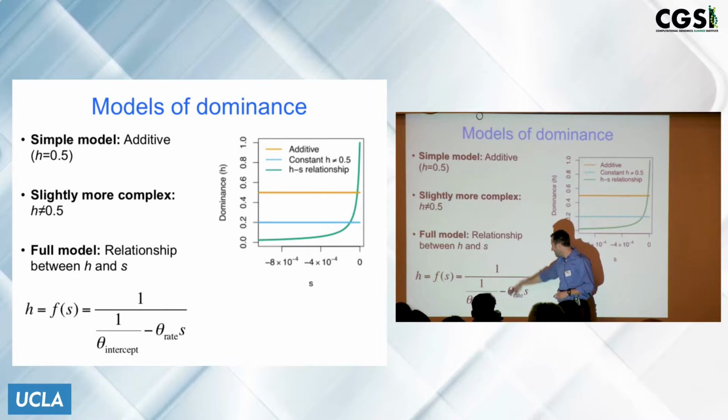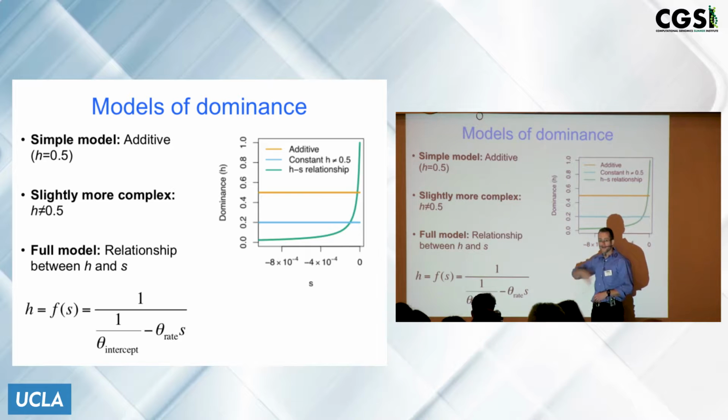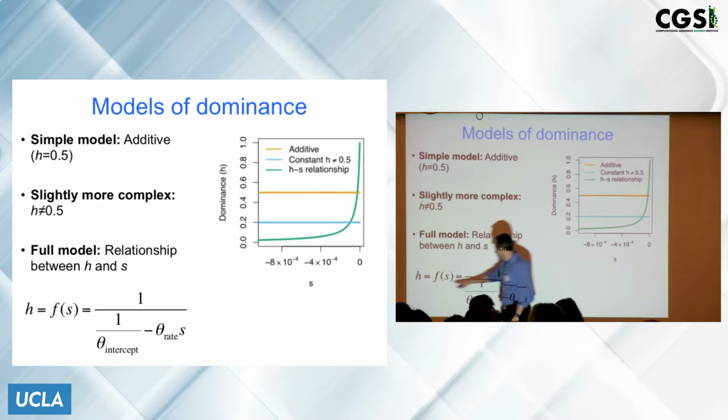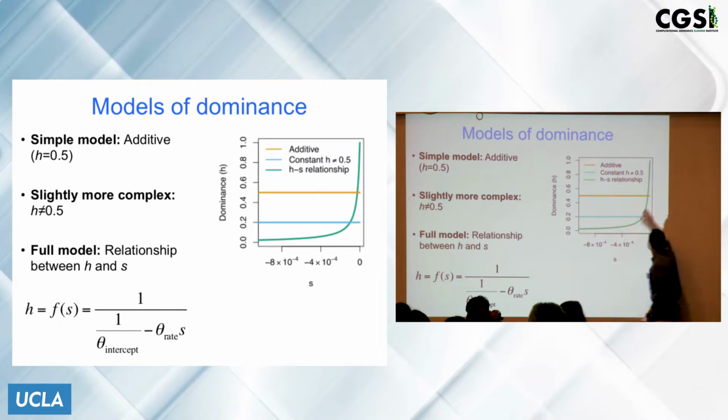And so this is one functional form that we looked at. We looked at a few others as well. But the basic idea here is that this dominance coefficient now depends on the selection coefficient. And so it could look something like this green line here, where, as previously suggested in experimental studies, more deleterious mutations tend to be more recessive than less deleterious mutations. So the idea is we will try to fit all of these different models.